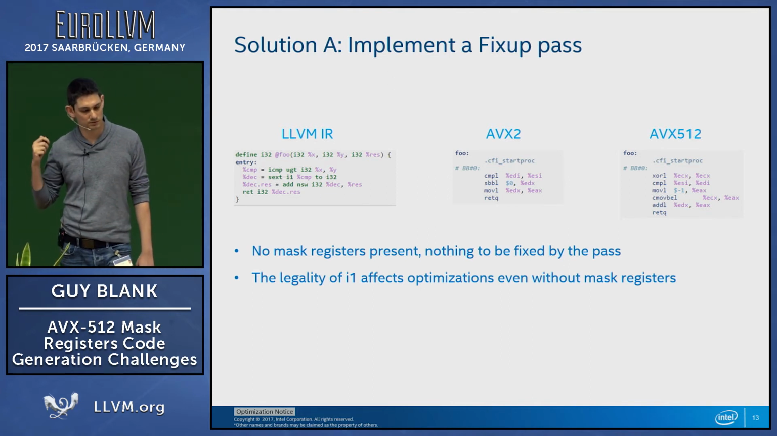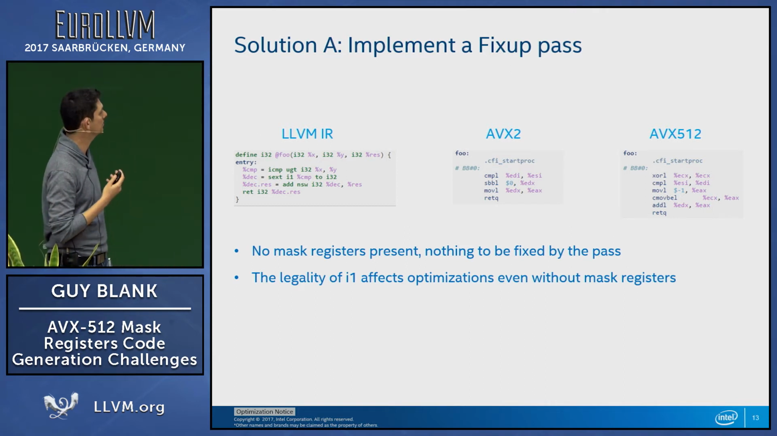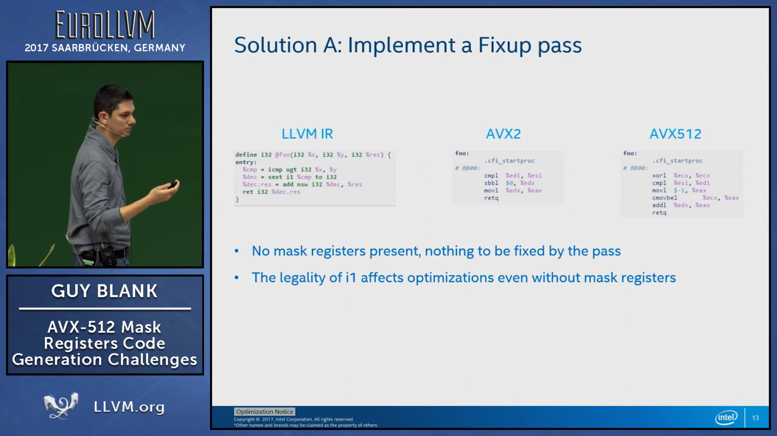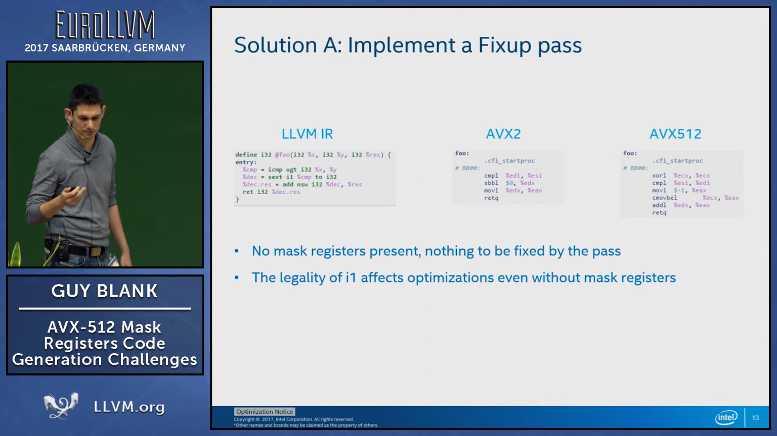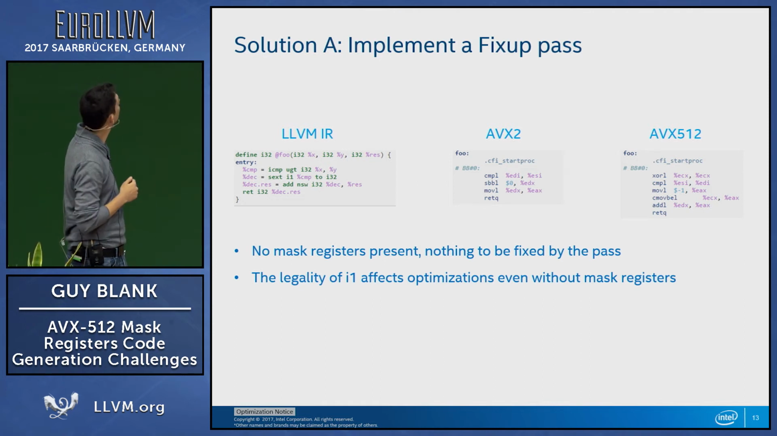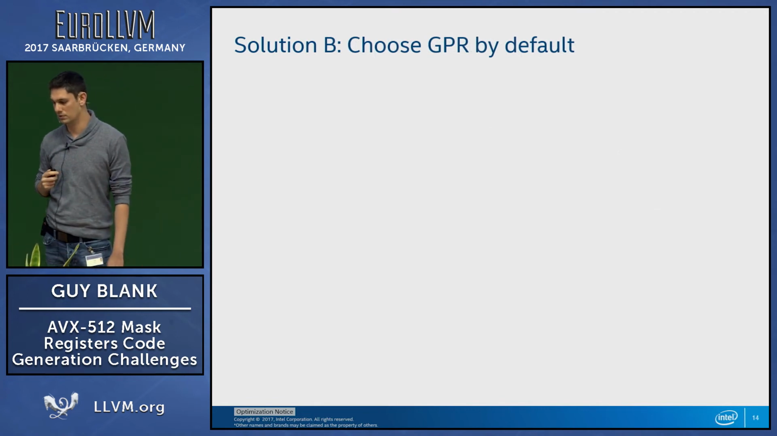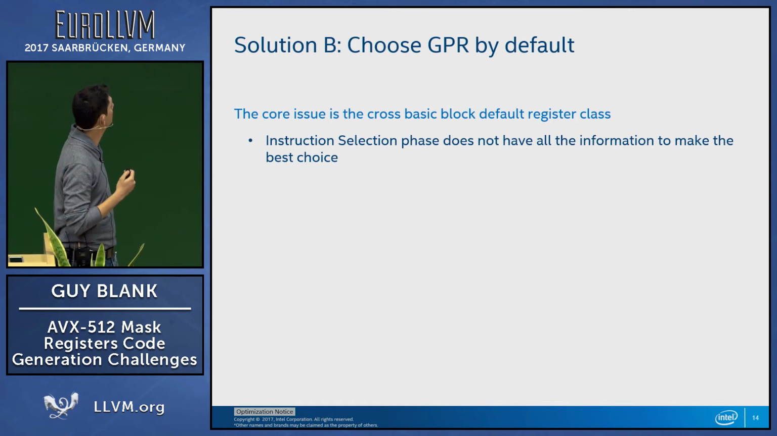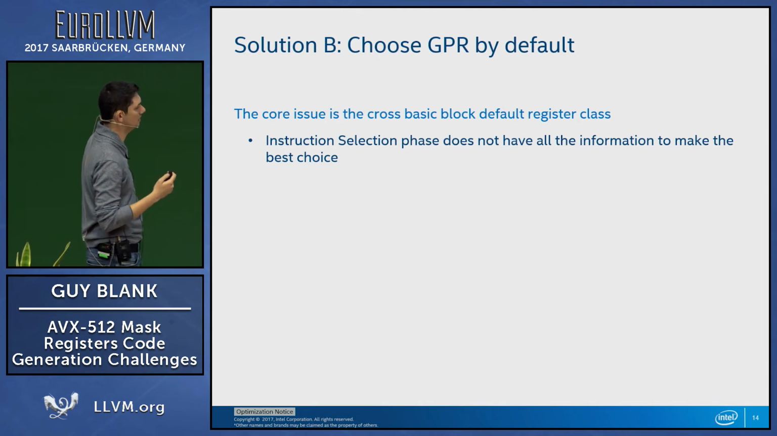And all of these problems, including the previous slide, got us thinking that maybe there's a simpler solution to this, and that maybe we shouldn't be generating mask registers for integer code in the first place. So our second option was to go back to the core issue, which was that the instruction selection does not look beyond the current basic block, and it doesn't have all the information.